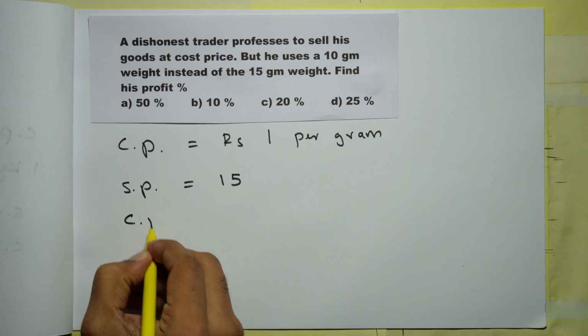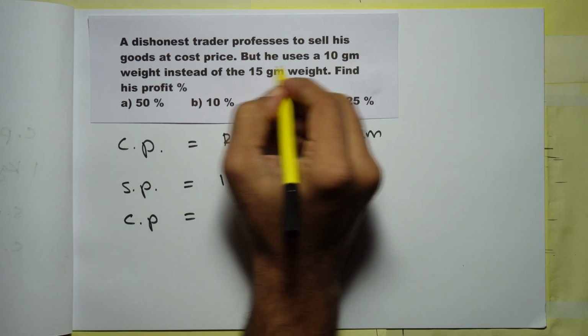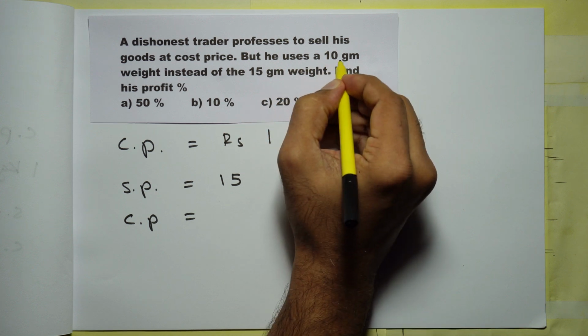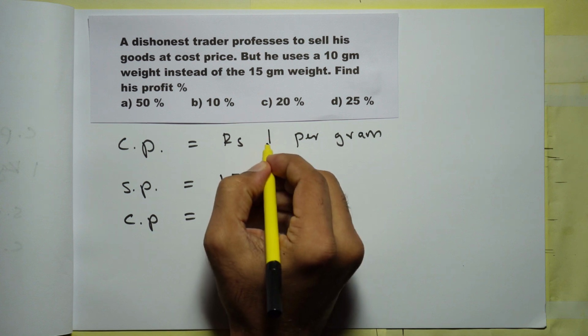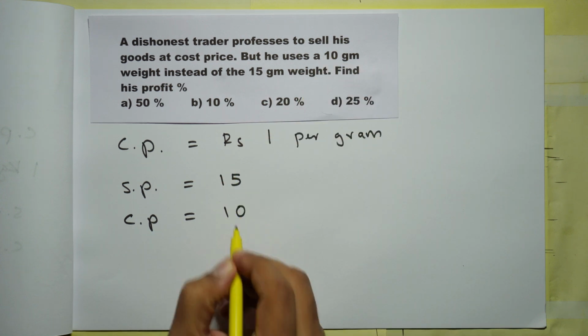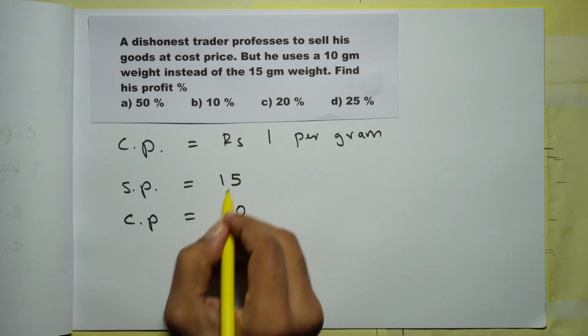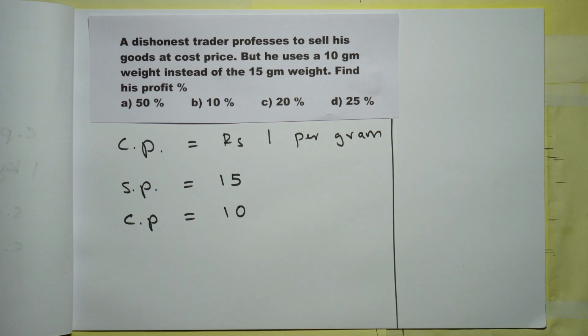Now let us find his actual cost price. Now he uses a 10 gram weight, so actually he gives only 10 grams. And his cost price per gram is 1. Like that, for 10 grams his actual cost price is rupees 10. And he is selling it at 15. Then what will be the profit percentage?